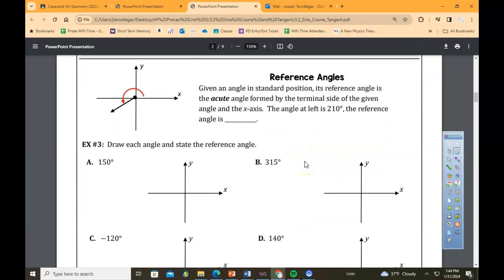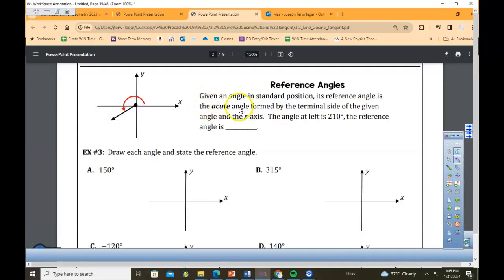All right, let's try this. Let's find our reference angles. A reference angle is pretty much making an angle with the terminal side. What I'm doing is making a right triangle, and I'm finding this angle right here.